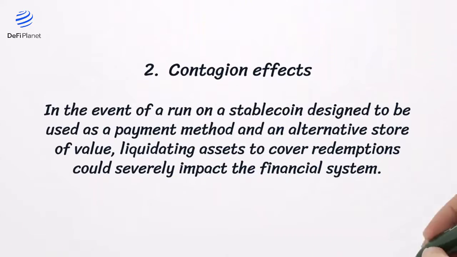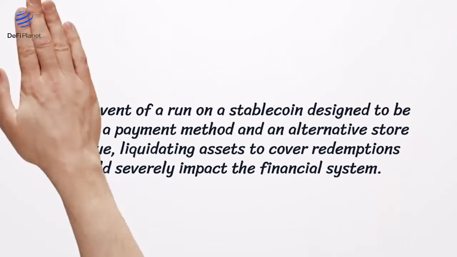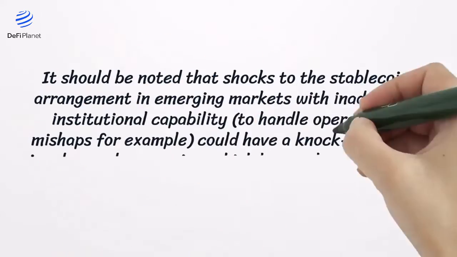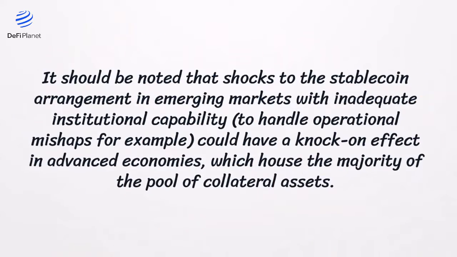Number 2. Contagion effects. In the event of a run on a stablecoin designed to be used as a payment method and an alternative store of value, liquidating assets to cover redemptions could severely impact the financial system. It should be noted that shocks to the stablecoin arrangement in emerging markets with inadequate institutional capability to handle operational mishaps, for example, could have a knock-on effect in advanced economies, which house the majority of the pool of collateral assets.